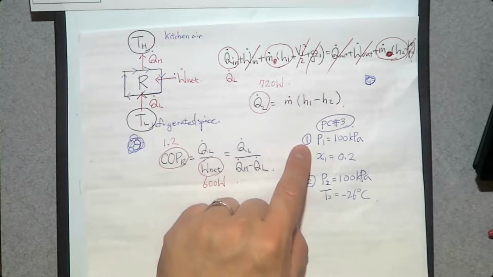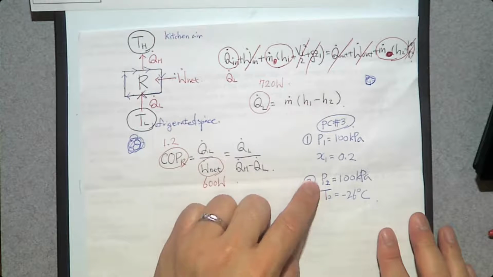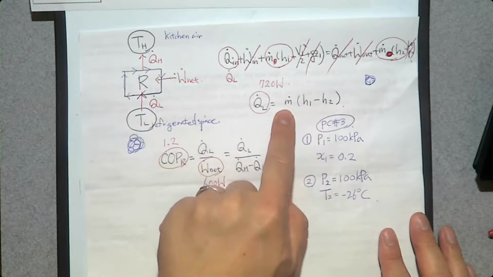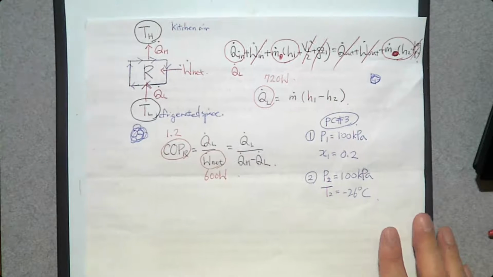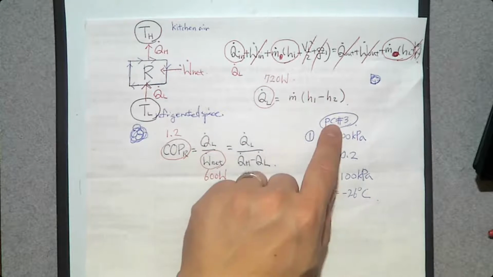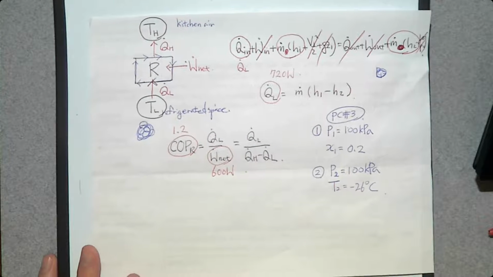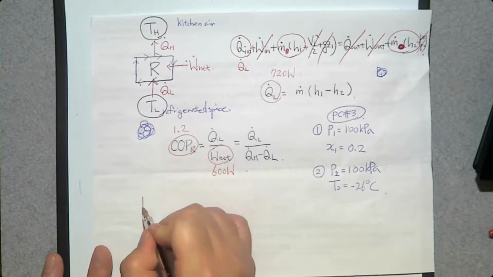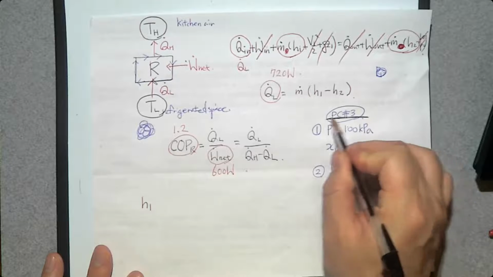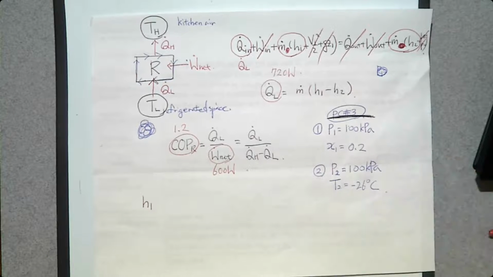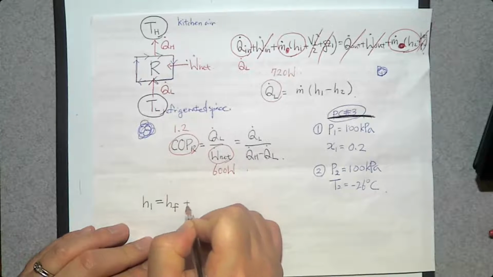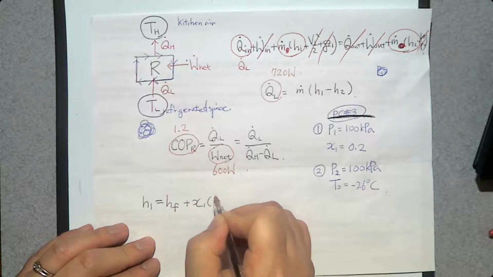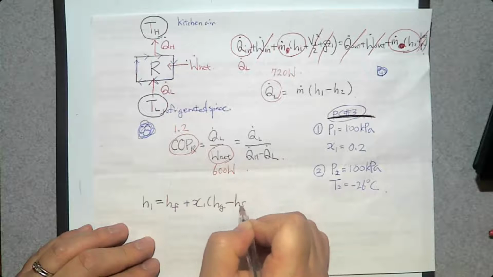So from this, we can find H1. From this, we can find H2. Can we determine m dot? Yes, we can. That's how we're going to solve it. So let's find H1 first. How can we determine H1? It is saturated mixture. If you have a saturated mixture, we can use the linear interpolation equation. H1 is Hf plus quality X1 times Hg minus Hf.